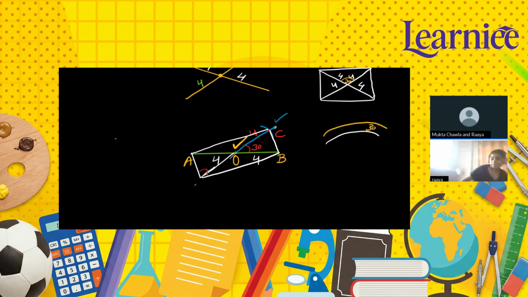Okay. Understood? Yes. Understood the point. It means you have to take the diagonal as base, then plot a 30 degree angle, and on the 30 degree angle you have to make an arc of 4. So that would be the actual point. Once you get the arc of 4, from there you will start joining the points.